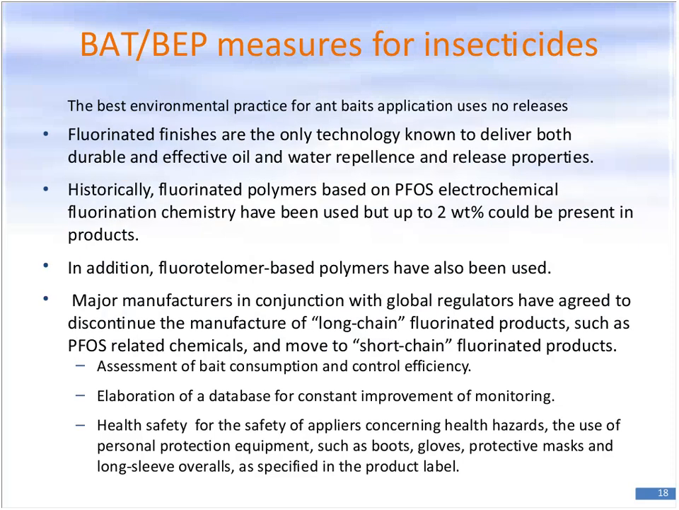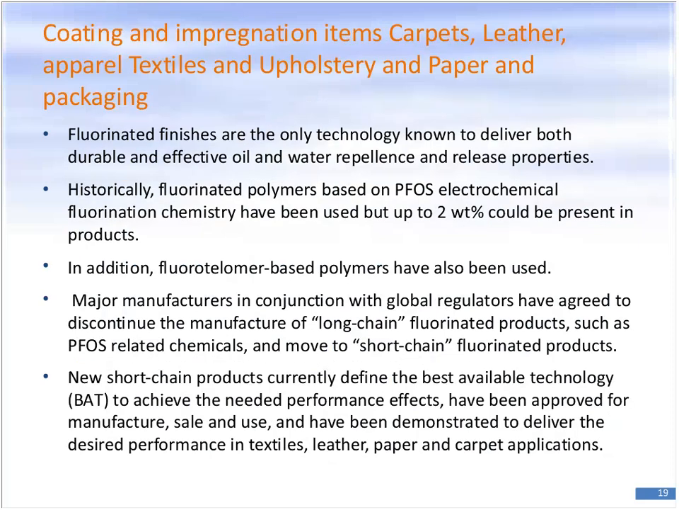So, going into another use, coating and impregnation items: carpet, leather, apparel, textiles, and upholstery, as well as paper and packaging. Fluorinated compound finishes are the only technology known to deliver both the durability and effective oil and water repellent and release properties. Historically, these fluorinated polymers based on PFOS, electrochemical fluorination chemistry, have been used up to 2% weight and could be present in the products.